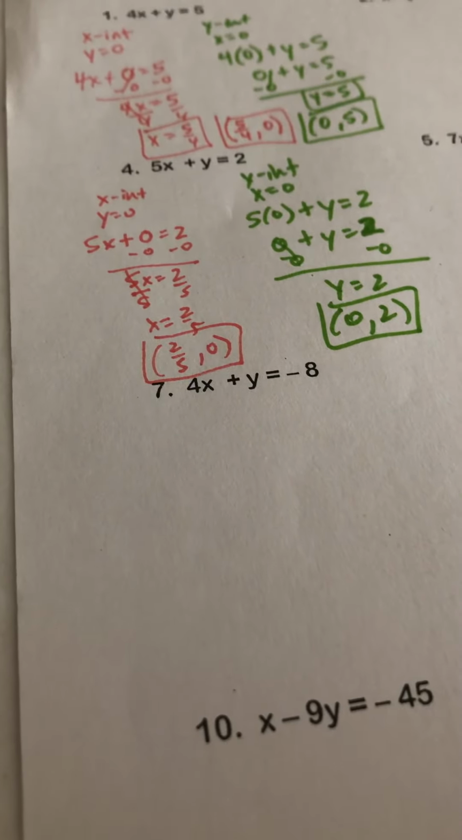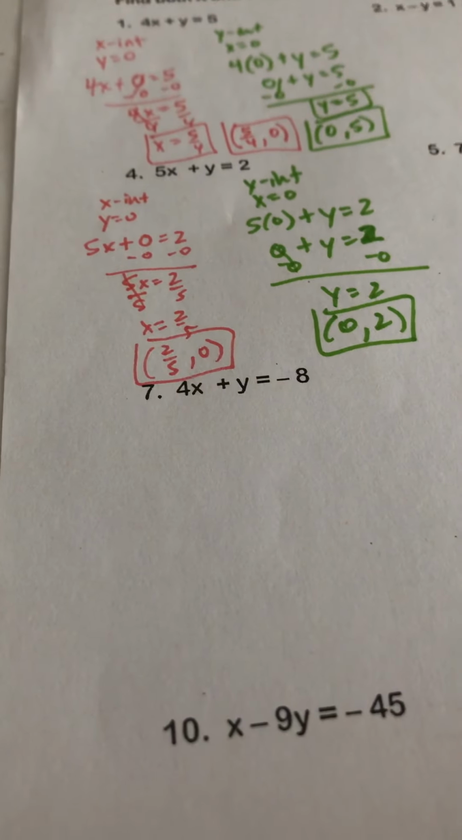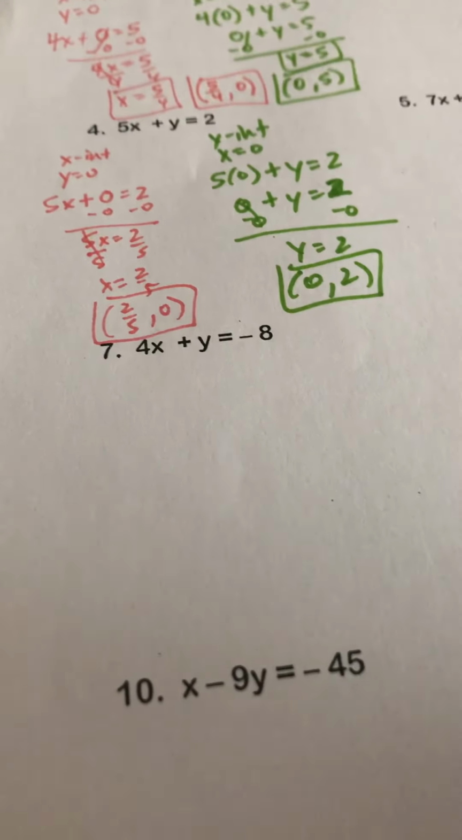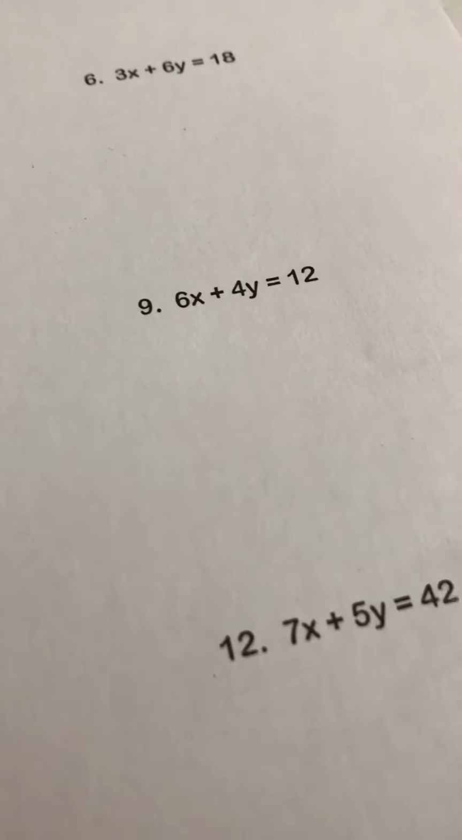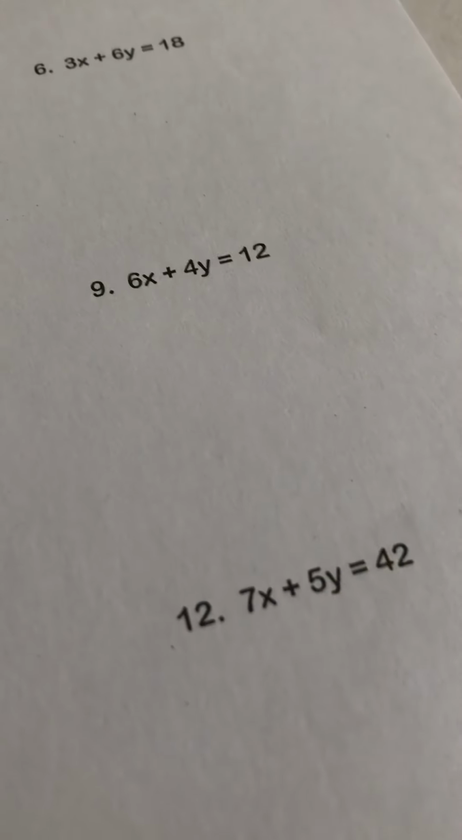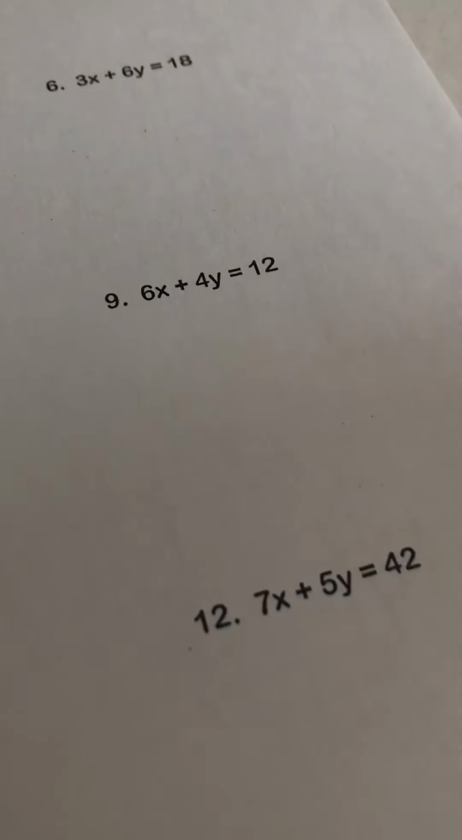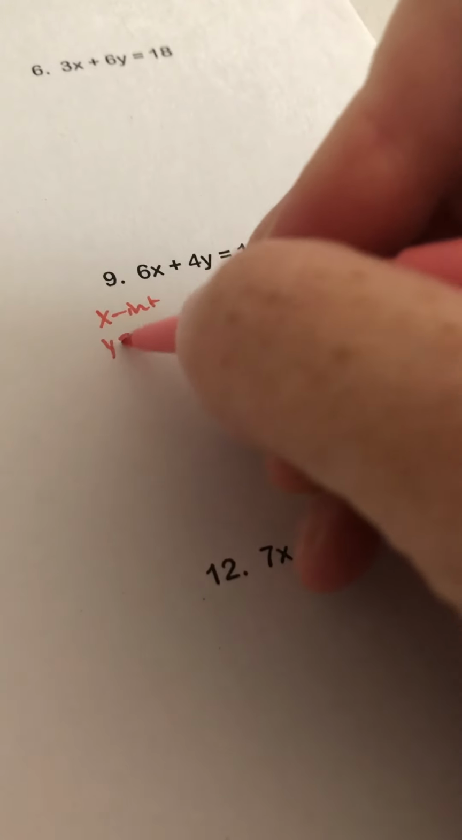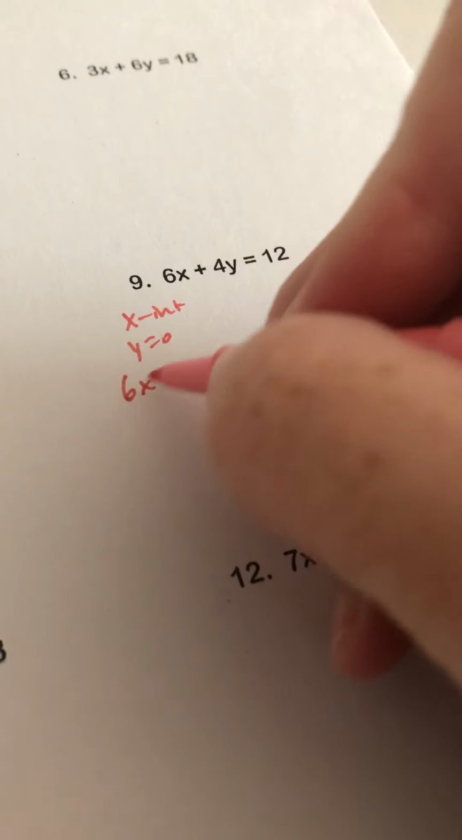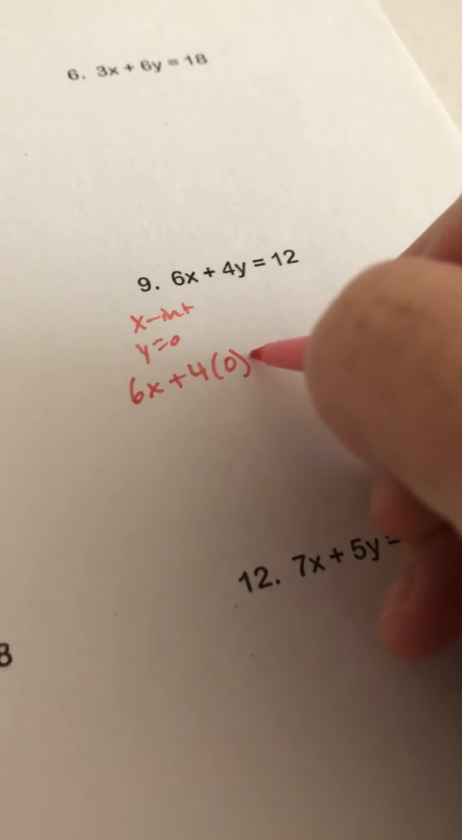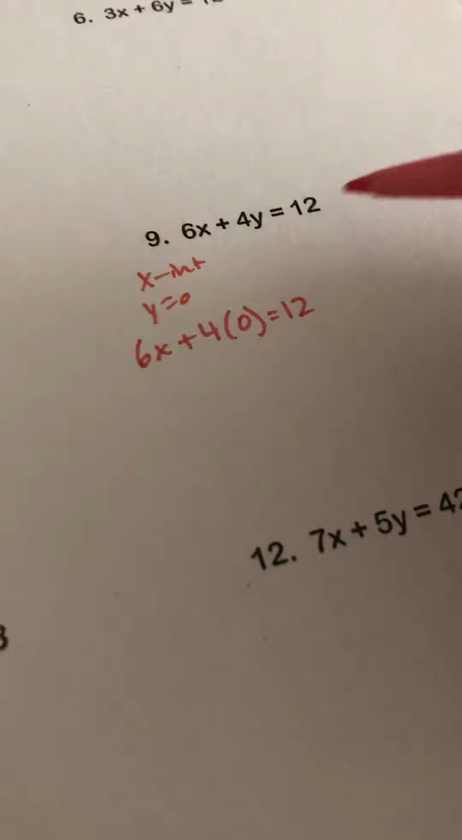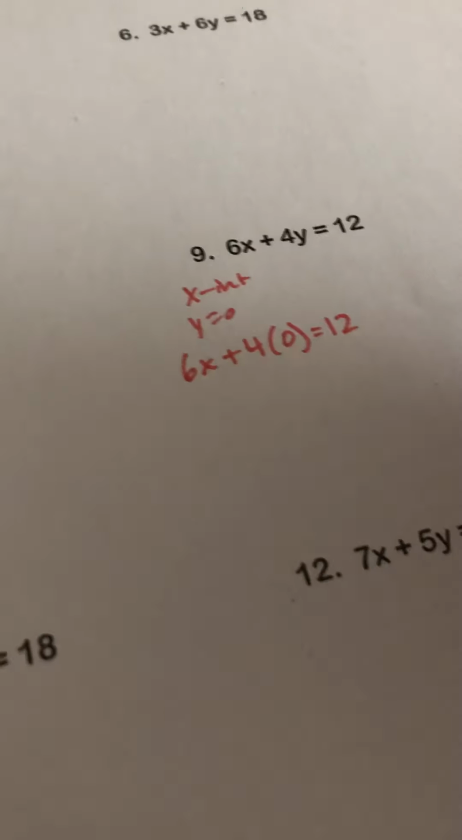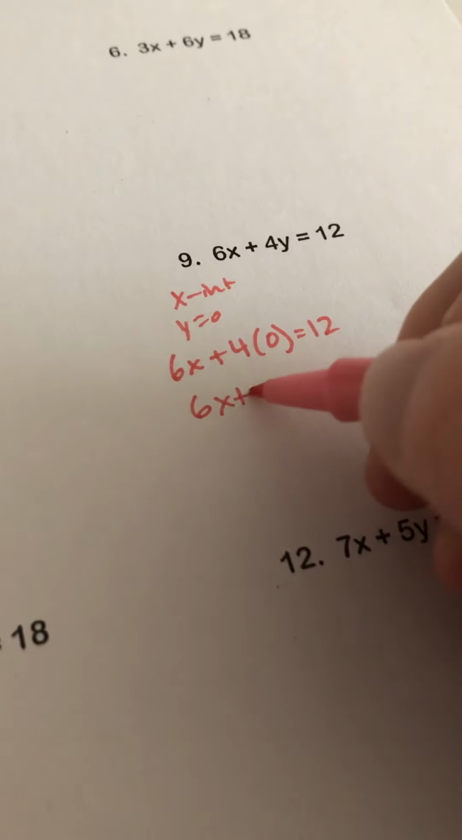I guess they all kind of look the same. Let's do one where it doesn't have just a plain. Let's do one like number 9. So if you want to pause and try it yourself, you can. But we would say that if I want the X-intercept, I'm going to put a 0 in for Y. So I would have 6x plus 4 times 0 equals 12. Because wherever the Y is, that's 0. Well, 4 times 0 is 0.